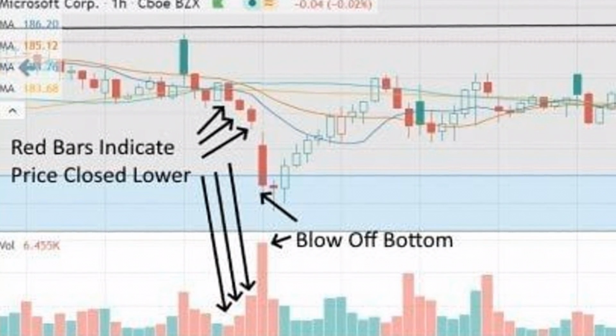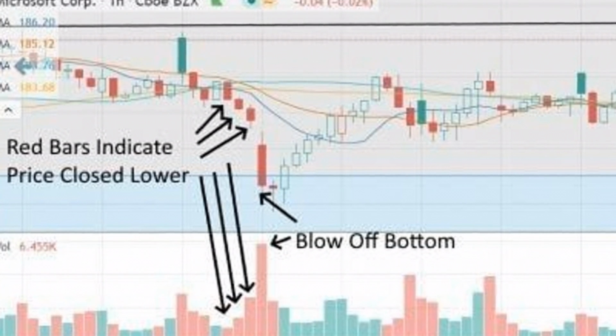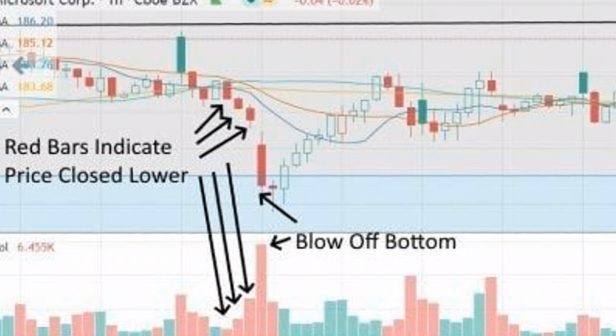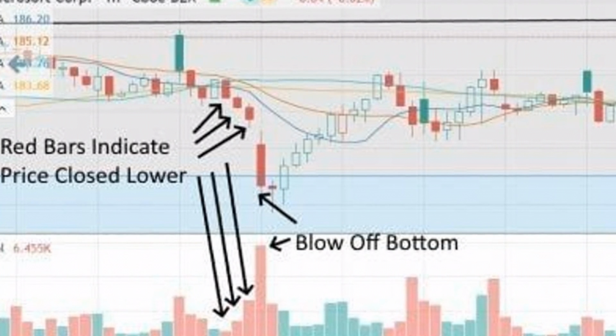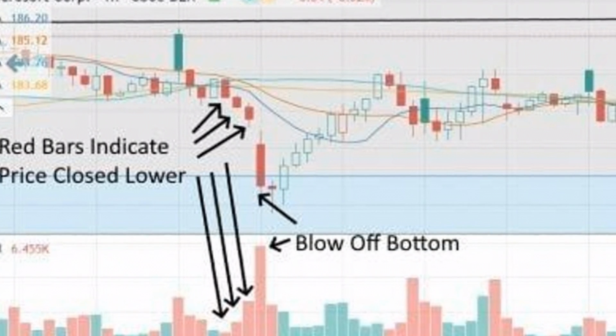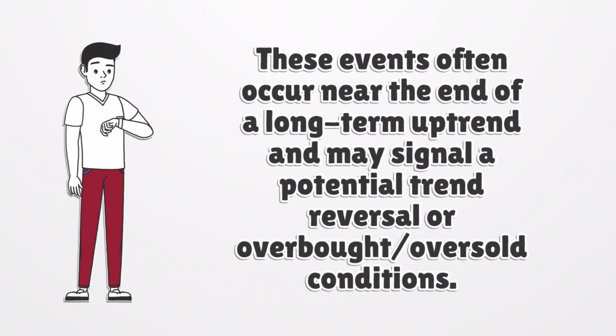A blow-off top is a rapid and steep rise in a stock's price, followed by a sudden and dramatic drop. Conversely, a blow-off bottom is a sudden and steep drop in a stock's price, followed by a rapid and dramatic rise. These events often occur near the end of a long-term uptrend and may signal a potential trend reversal or overbought and oversold conditions.